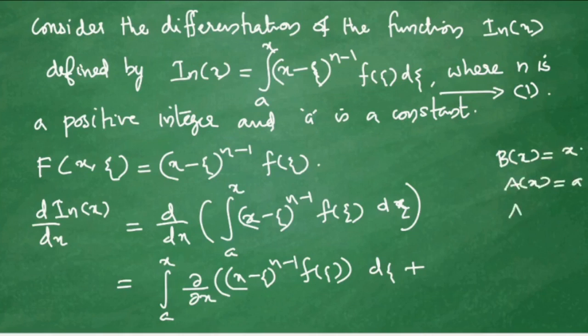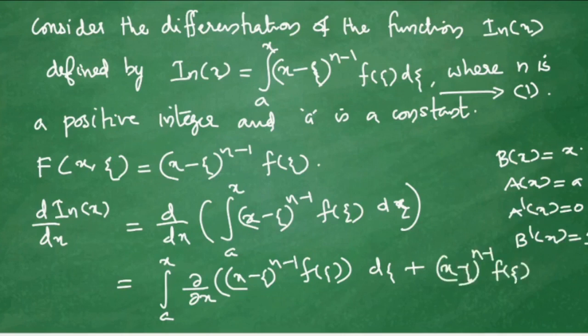So we have a dash of x equal to 0 and b dash of x, or db by dx, is equal to 1. So here we have f of x, b of x, that is x minus theta raised to n minus 1 f of theta, at theta equal to b of x, that is, at theta equal to x. Instead of theta we have to apply x, into b dash of x, and b dash of x is 1.